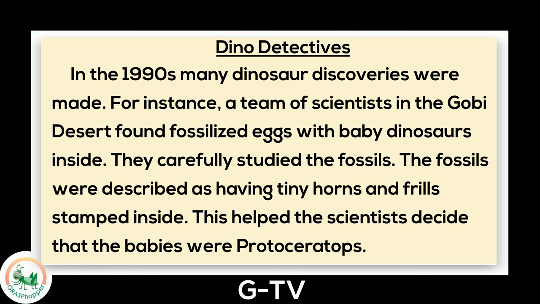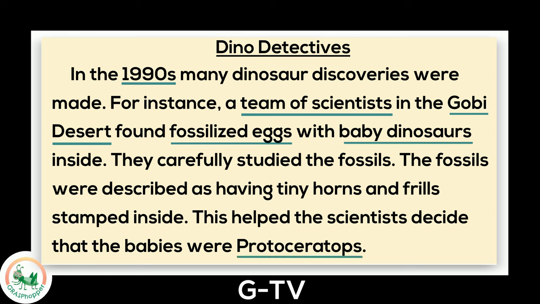Here's some 5 W's + H details. The 1990s tells when the discovery happened. Gobi Desert tells where. Team of scientists is about who. Fossilized eggs, baby dinosaurs, and Protoceratops gives what information. And studied explains how. Tiny horns and frills is a sensory detail describing sight.